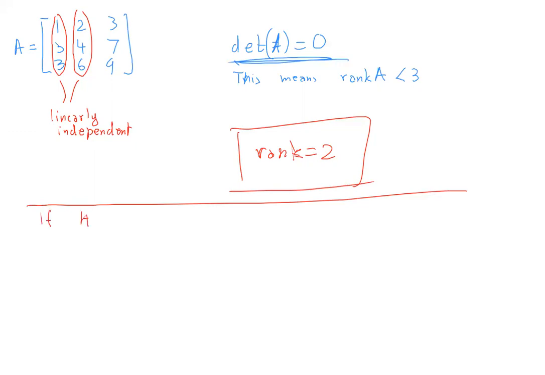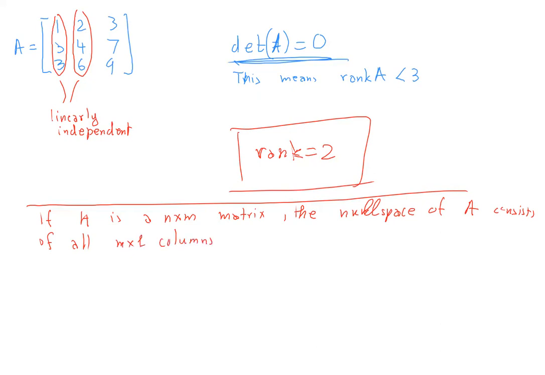So if A is an n by m matrix, the null space of A consists of all m by one columns B such that A times B is equal to the zero matrix. Its dimension is called the nullity of A.